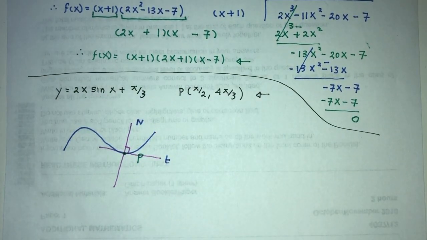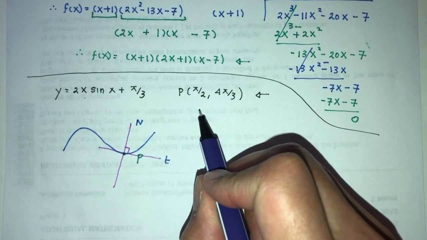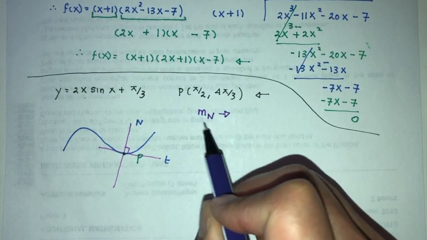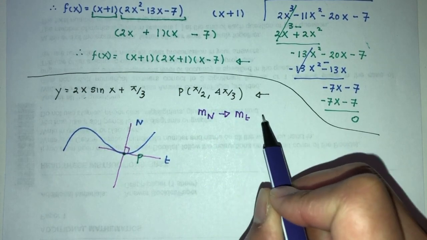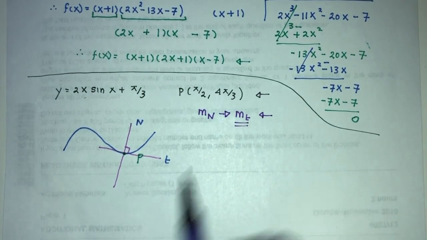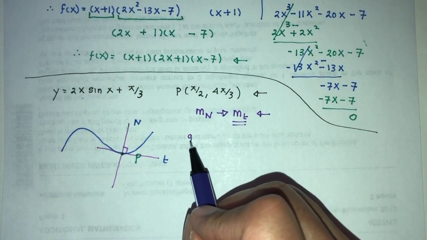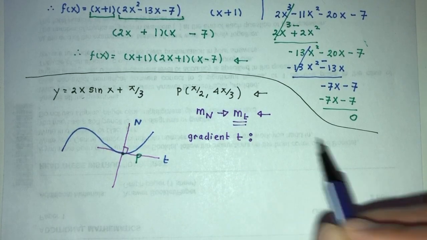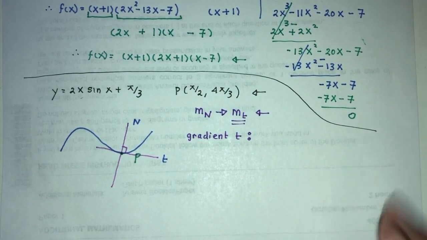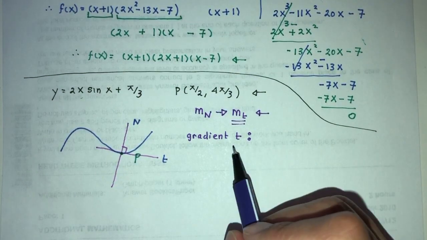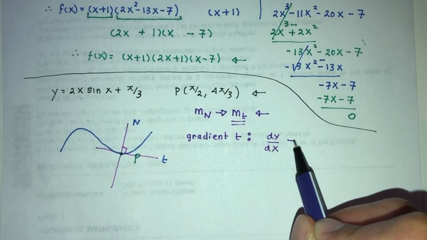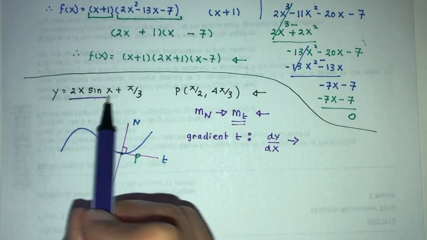Now again, what is the line n? It is a straight line. To find the equation of a straight line, you have to find the gradient of the straight line. And to find the gradient of the normal, you have to find the gradient of the tangent. So let's first find the gradient of the tangent so we can find the gradient of the normal. How would you find the gradient of the tangent? The gradient of the tangent is always equal to dy by dx. So we have to find dy by dx from our main equation.